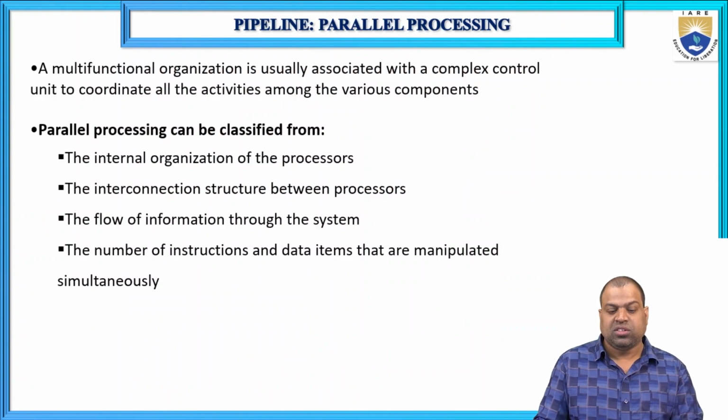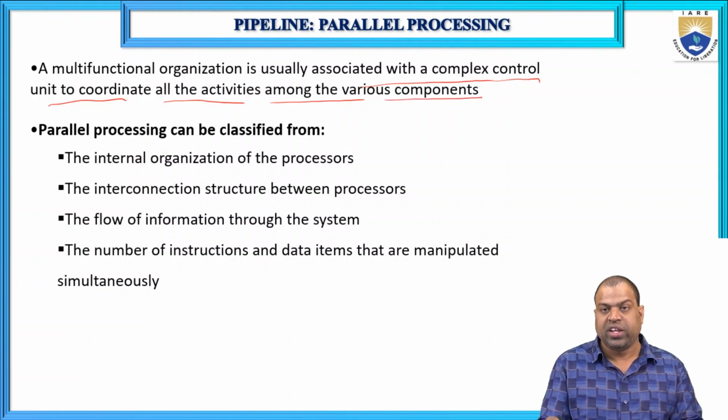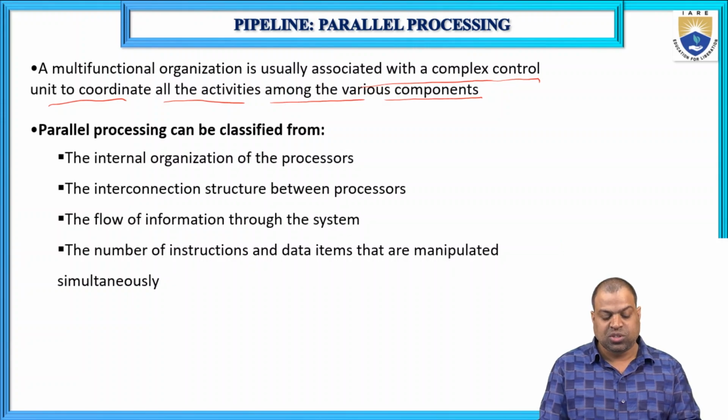A multiple or multifunctional organization is usually associated with a complex control unit to coordinate all the activities among the various components. So parallel processing can be classified from the internal organization of the processors, the interconnection structure between the processors, the flow of information through the system, and the number of instructions and data items that are manipulated simultaneously.